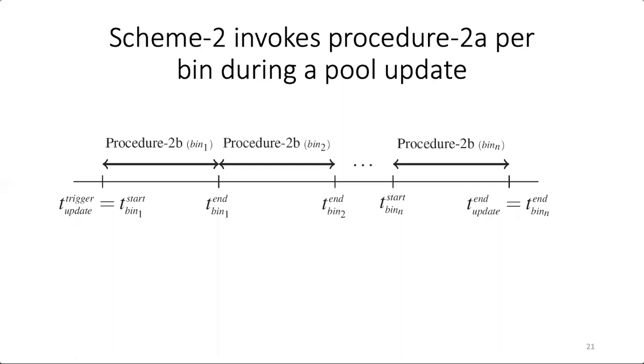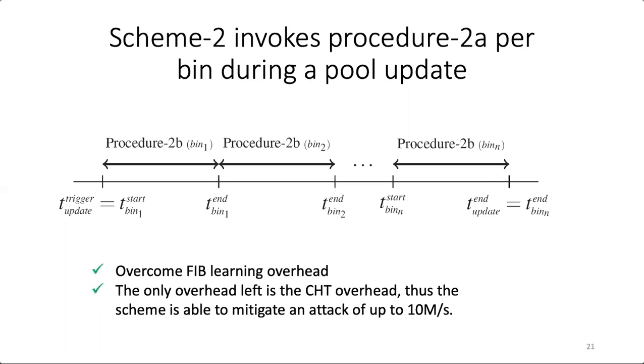This will enable Scheme 2 to overcome the FIB of SYN1 overhead, because we only need a small table now. The only overhead left is the size of the CHT table. Therefore, Scheme 2 will be able to mitigate an attack of up to 10 million per second. This number is derived from how many cookies the CHT can hold simultaneously.